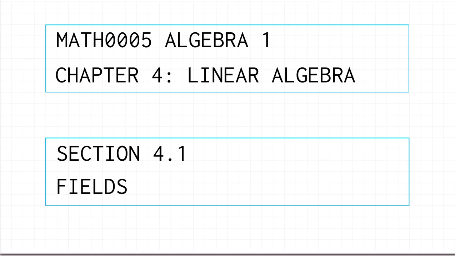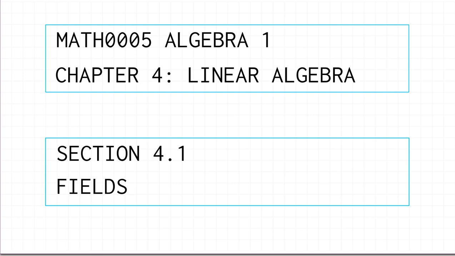If you want to know the exact rules for what is and what isn't a field, you can look at the links in the lecture notes for this section, section 4.1. The basic idea, which is that a field is somewhere where you can add, multiply, and divide, is enough for what we're going to do. You don't need to know anything about the intricate details of the field axioms.